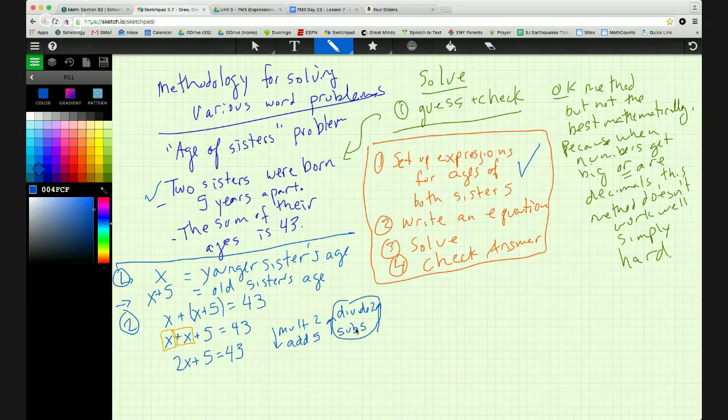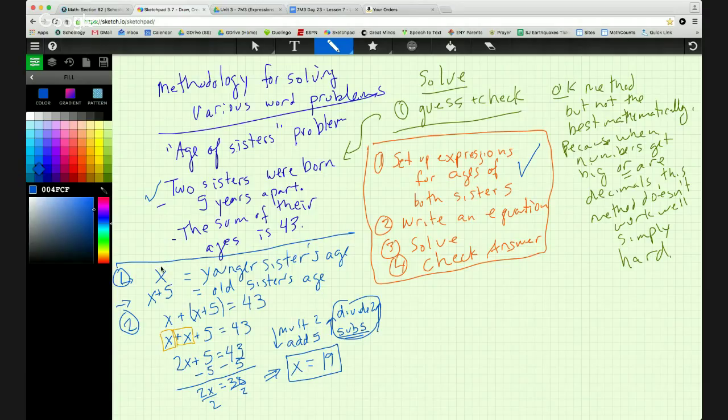So let's start with subtracting 5 from both sides, minus 5, and we get 2x equals 38. Now we've subtracted 5 from both sides. Now we need to divide both sides by 2. And I'll put the answer over here, and we get x equals, well, 38 divided by 2 is 19. So are we done? The answer is no, and especially because we're doing a word problem, we are not done. We have to do a number of things. We have to answer the question, how old are the sisters?